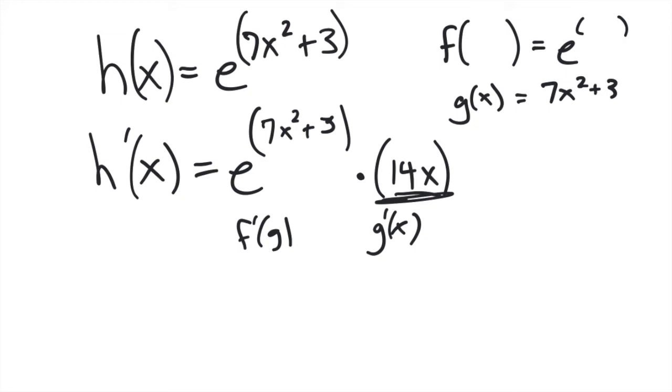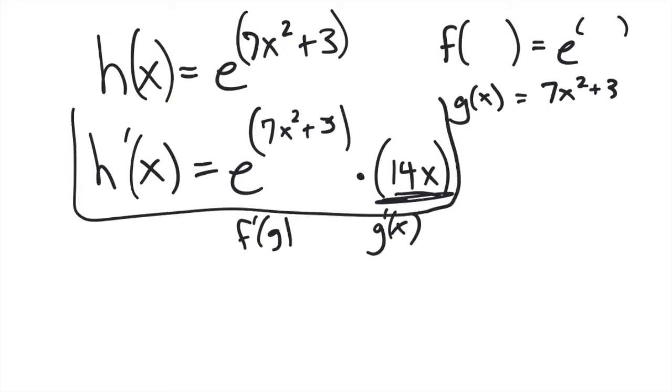Okay, there's not really much you can do to simplify this, because you have an exponential function and 14x, which is a linear function, or almost like a polynomial. It could be a polynomial if it's more complicated, but you can't really combine those together. So that's the best we can do for h prime of x over here.